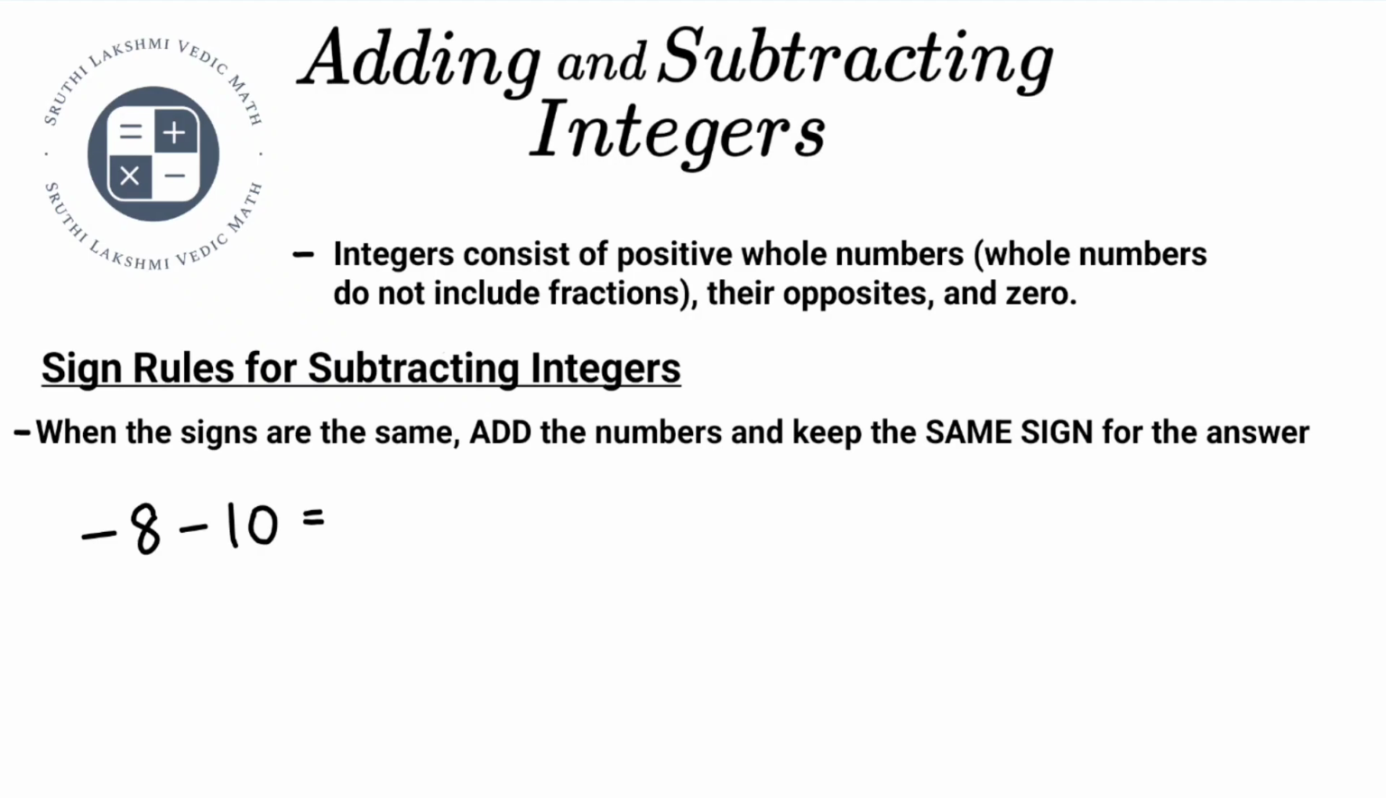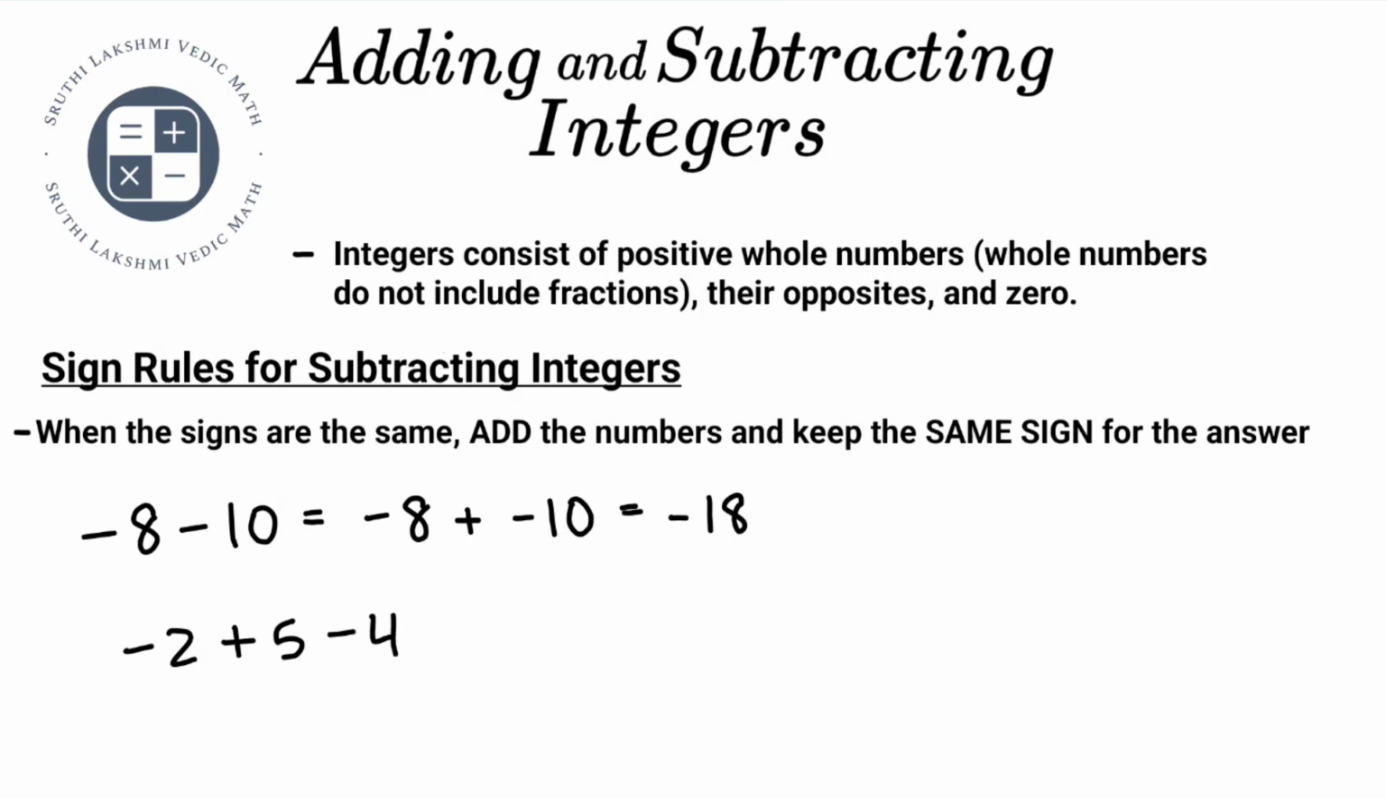Minus 8 minus 10. So now let's turn this problem into an addition problem. Minus 8 plus minus 10. Now, we know that when the signs are the same, we just add the numbers and keep the same sign. So negative 18.